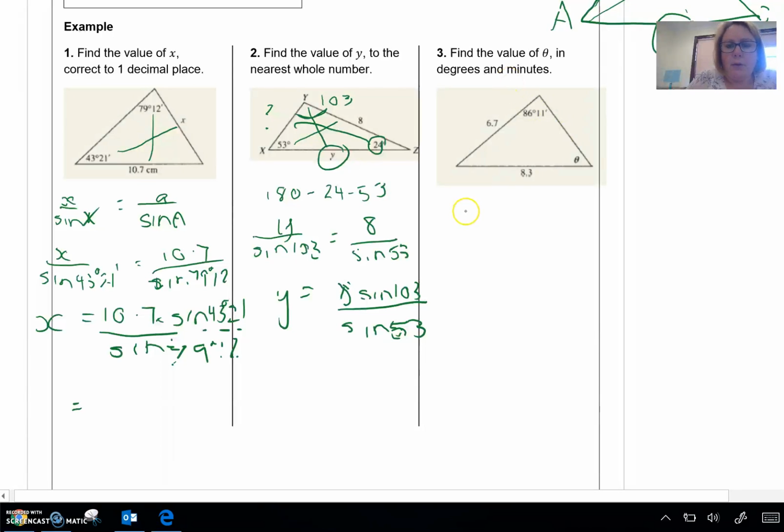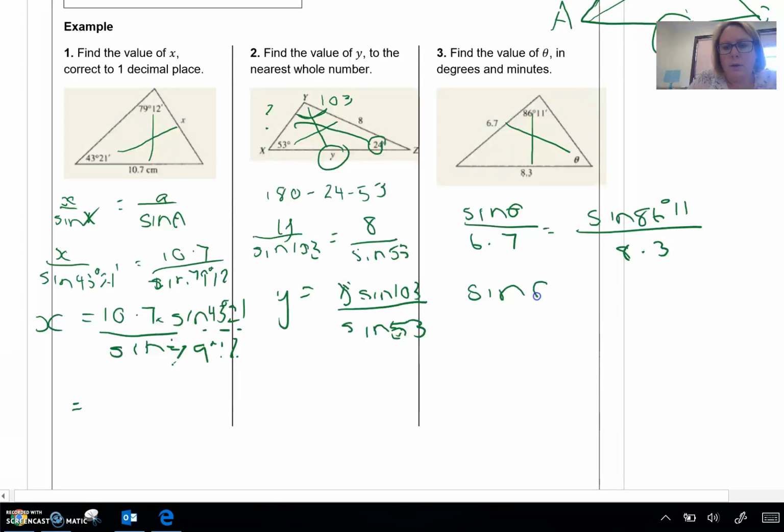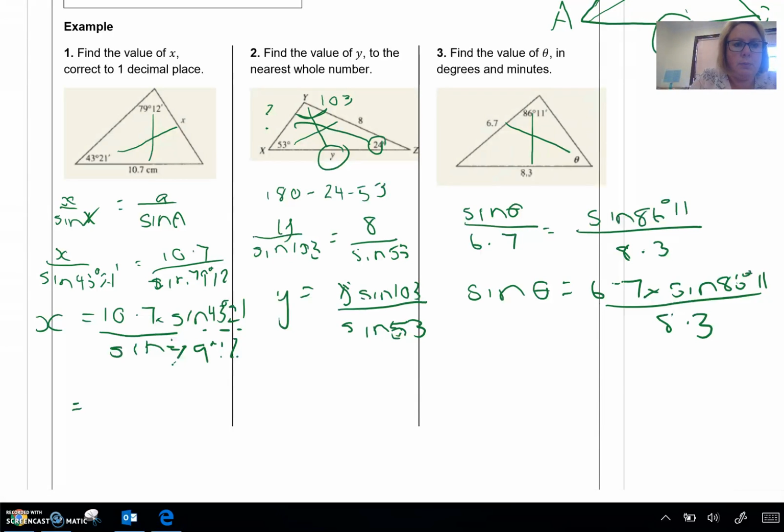Okay, to find an angle, it's the same. Sine theta on 6.7 equals sine 86 degrees 11 minutes on 8.3. Notice I've written the angle first, so I can just times up again. Sine theta is 6.7 times sine 86 degrees 11 minutes on 8.3. Don't forget, when you're finding an angle, you've got to go inverse sine. I'll just do the solutions and we'll move on.